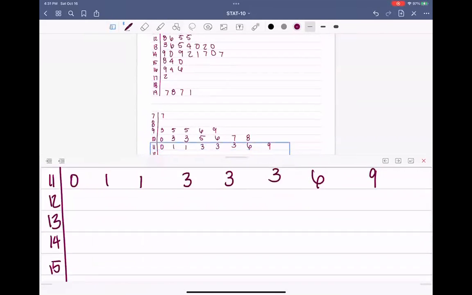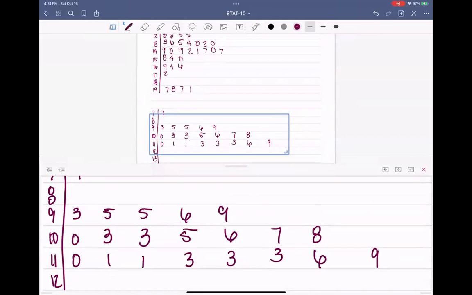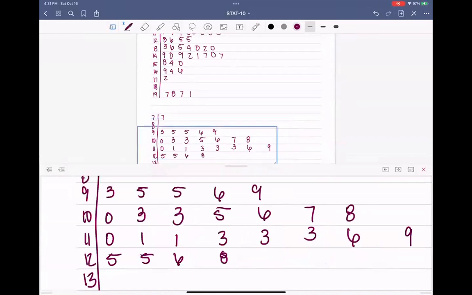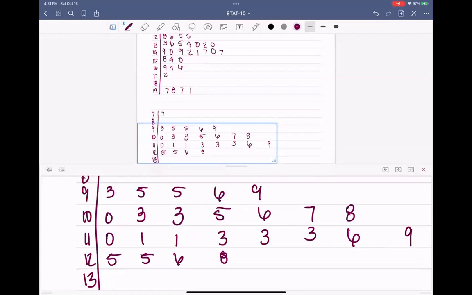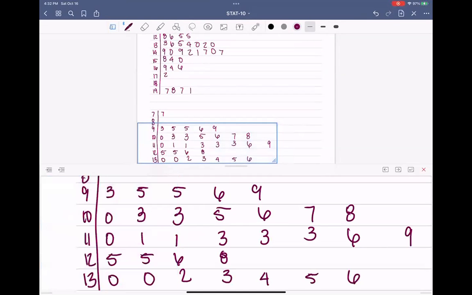So for 12, we have 8, 6, 5, 5. So we have 5, 5, 6, 8. For 13, we start off with 0. We have 2 zeros, 2, 3, 4, 5, and 6. We have 1, 2, 3, 4, 5, 6, 7.